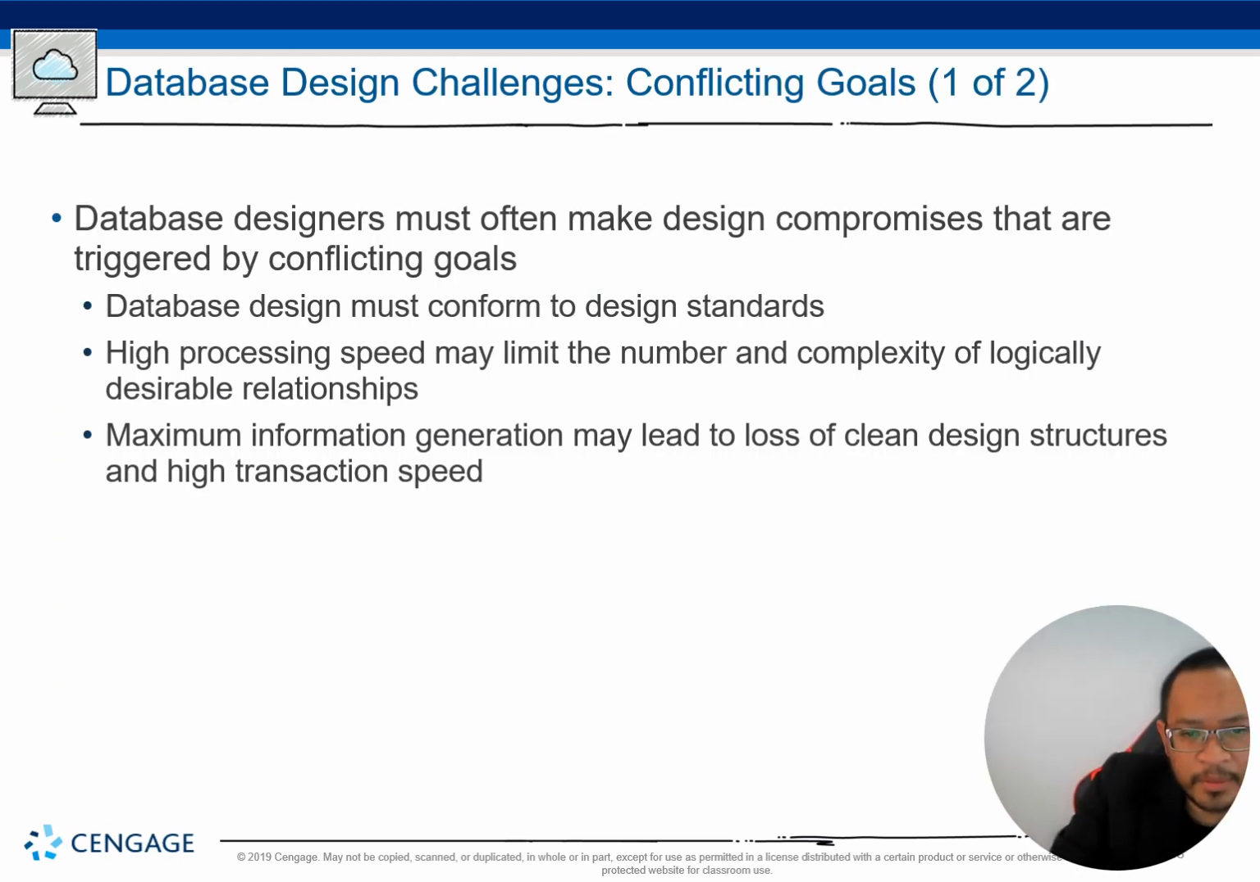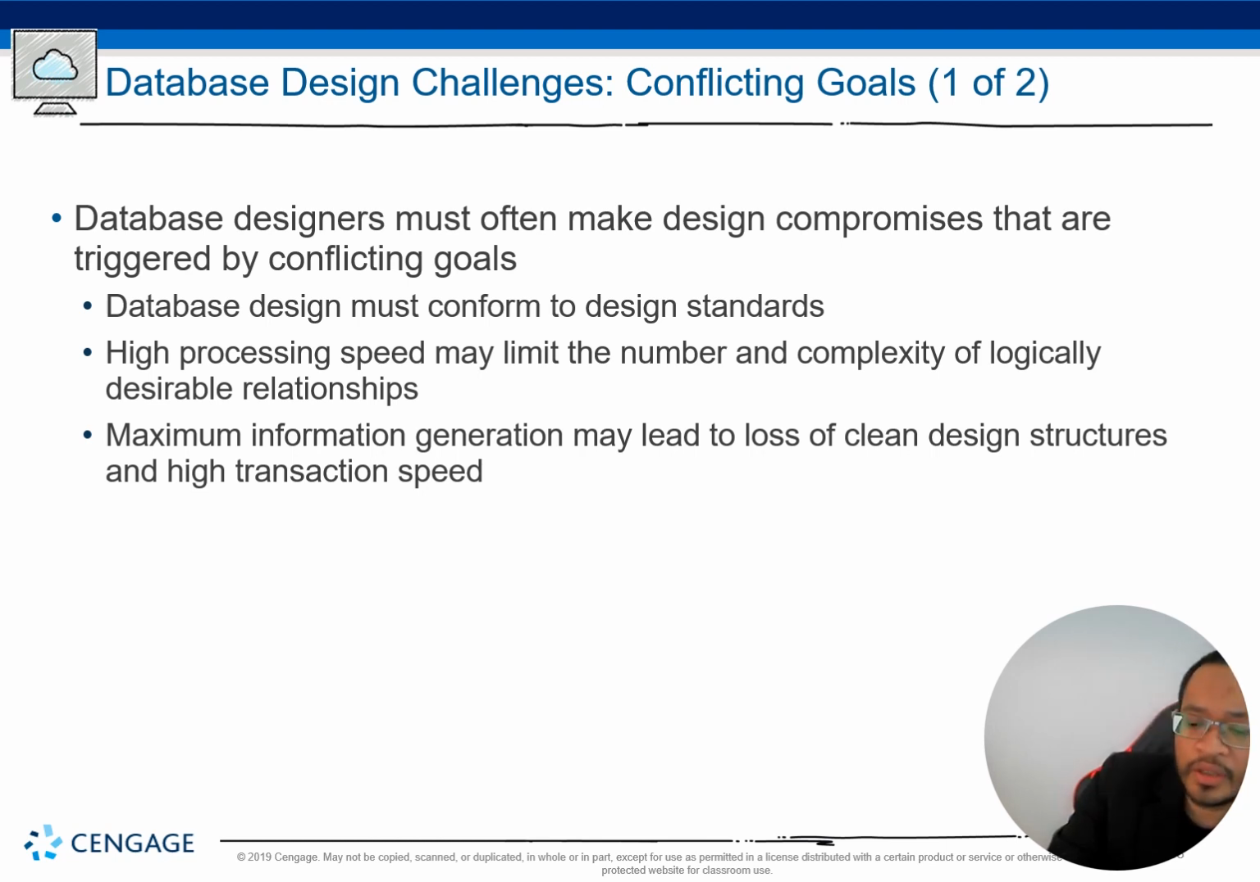Okay, challenge: designers must often make design compromises that are triggered by conflicting goals, and database design must conform to design standards. High processing speed may limit the number and complexity of logically desirable relationships. Maximum information generation may lead to loss of clean design structure and high transaction speed. So this is the thing that you need to consider whenever you want to develop a database.